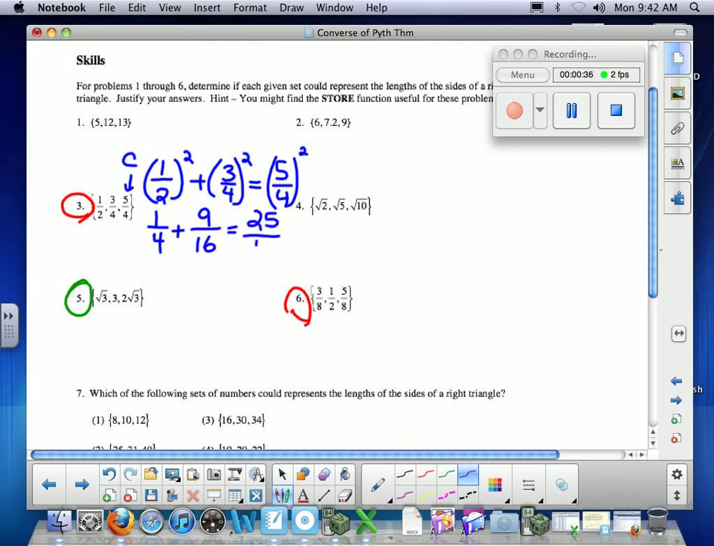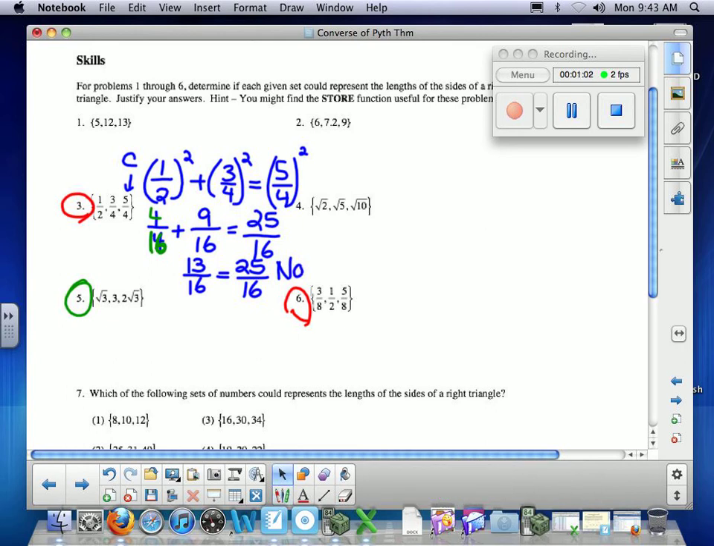information, the same values. So I know the fraction 1/4 is the same as 4/16. My calculator can help me with that as well. So now I have like denominators and I can add my numerators. So 13/16 is the value here. 25/16 is the value there. So no, that is not a right triangle. Okay? If you converted to decimals and used your calculator, that's fine.